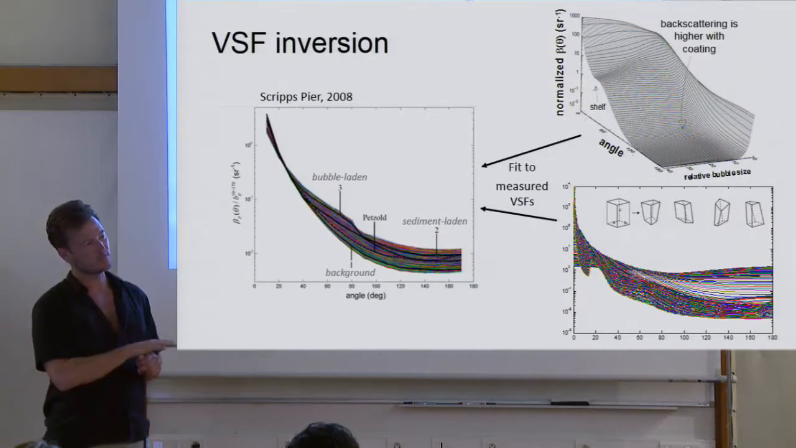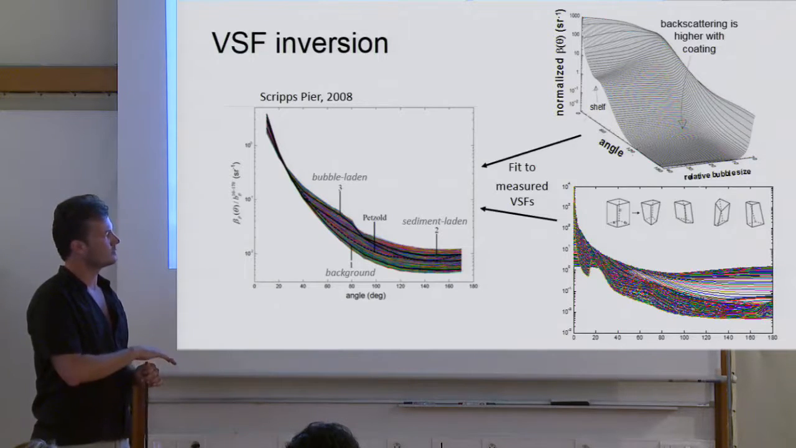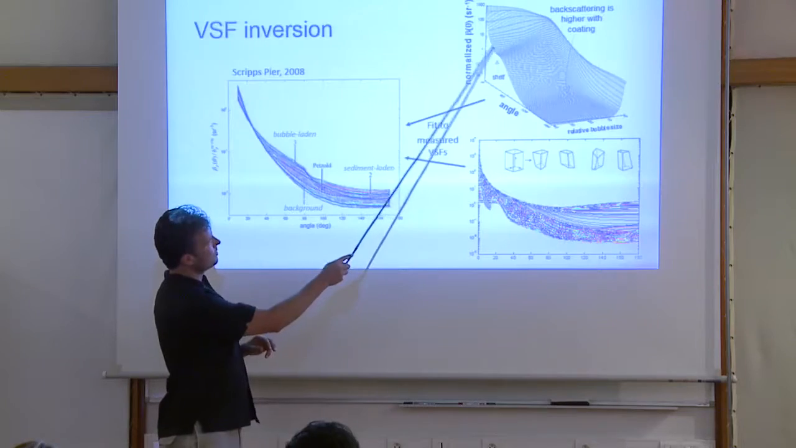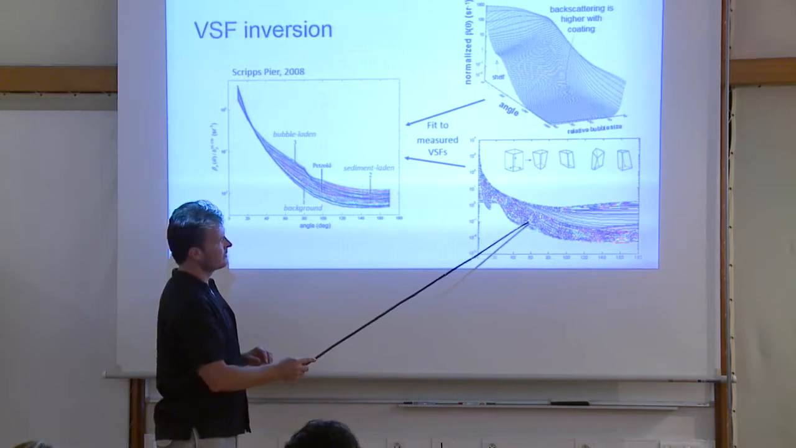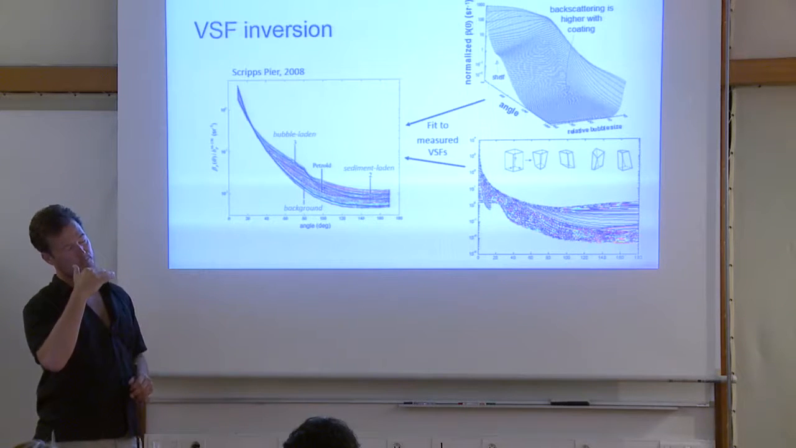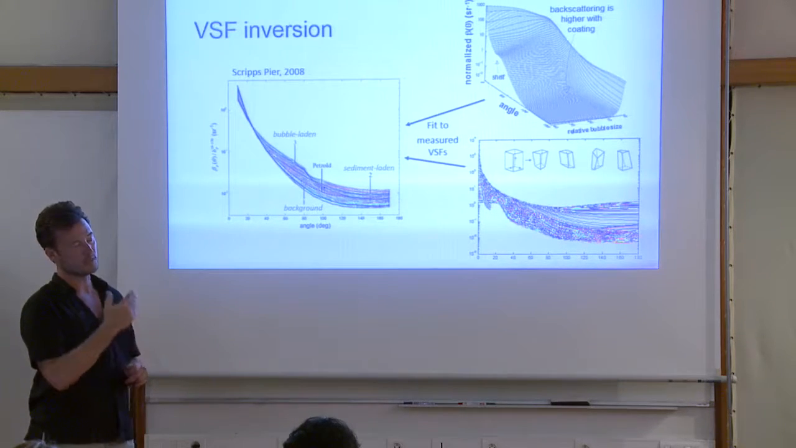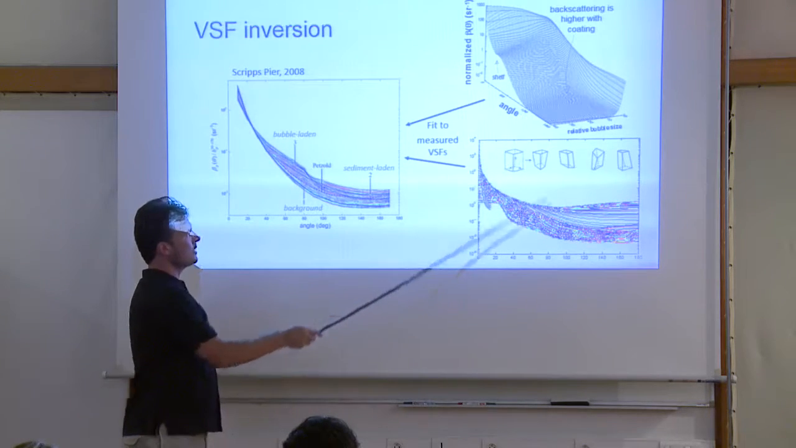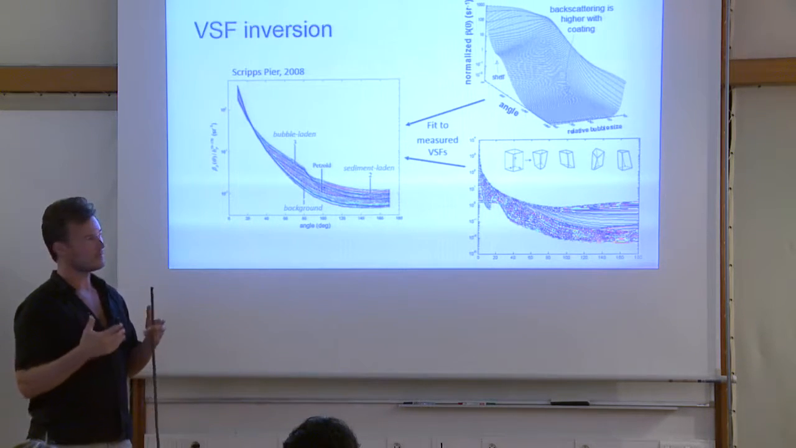I also just wanted to touch on VSF inversion. I did not want to get too much into this. But because of these shapes, for bubbles in particular, with relatively high refractive index, and the high backscattering for mineral particles because of higher refractive index, these two volume scattering function shapes in particular are very, very different.